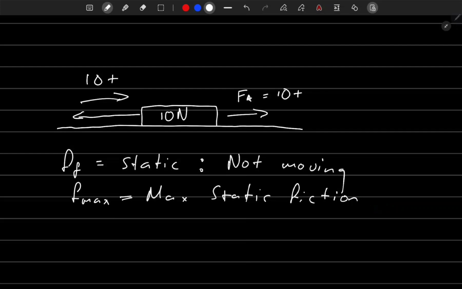When this object, however, begins to move, when it starts to move, we will now require less force to keep it moving than we did to get it to start moving. You can actually try it right now. Take an object, put it on the table, and then try to apply a force. Little by little, you will see that it will resist motion. But once it starts moving, it's as if you need far less force to keep it moving than you did to get it to start moving.